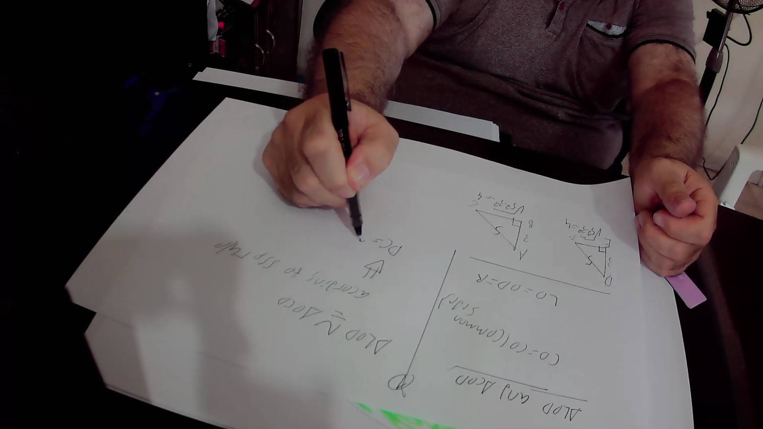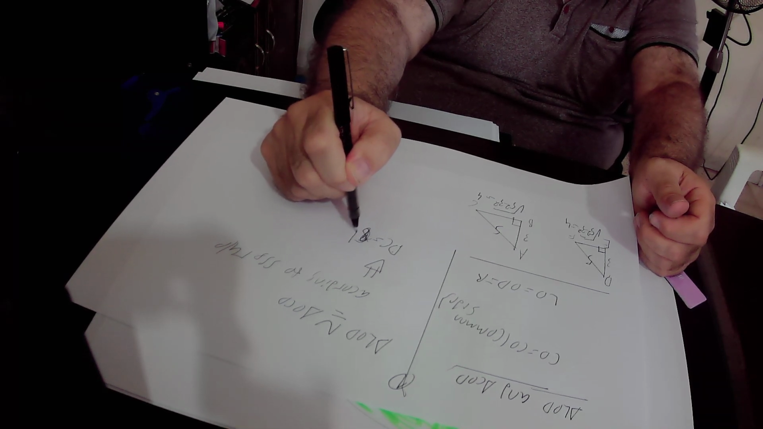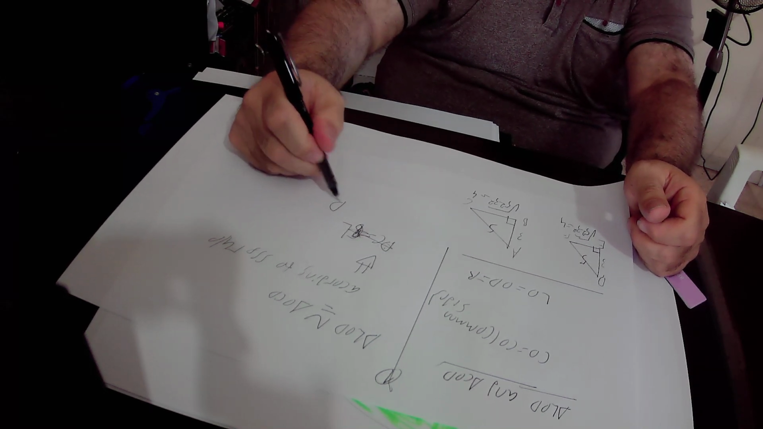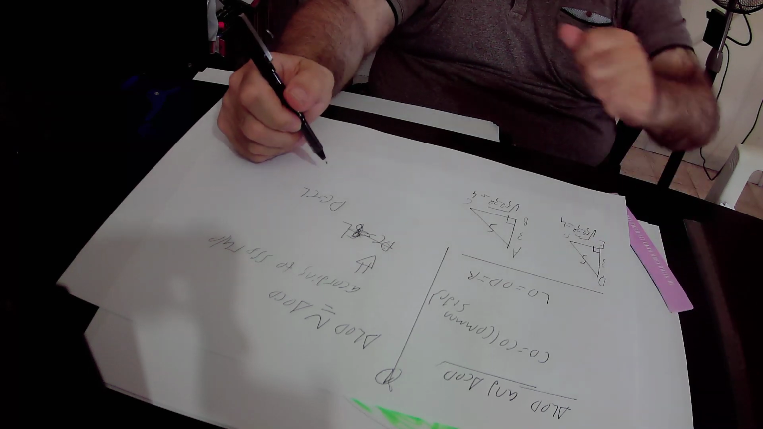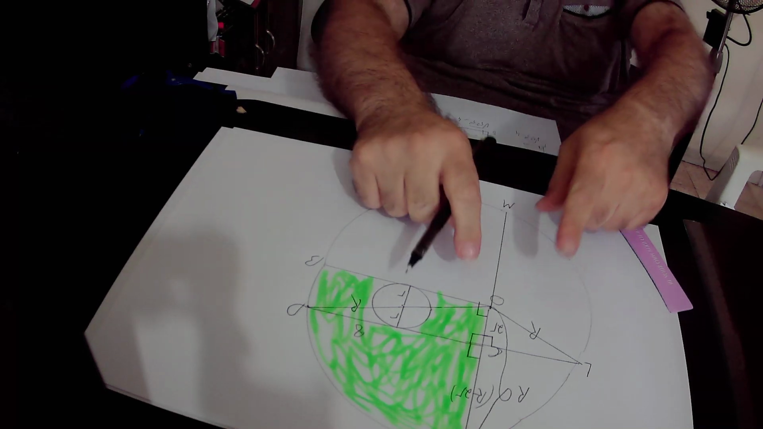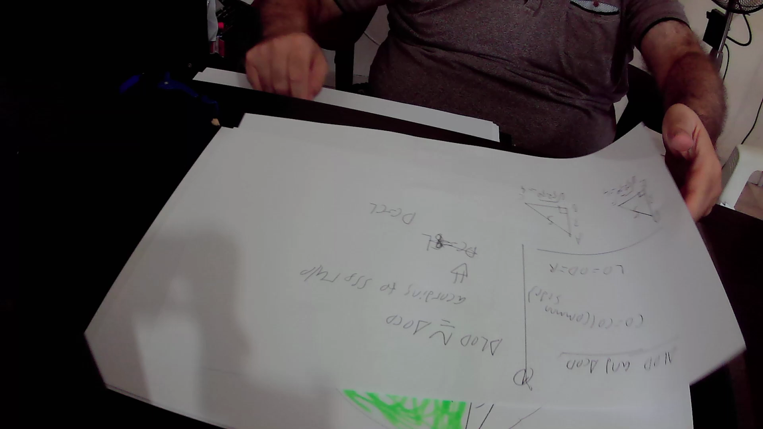DC equals CL, according to the rule that corresponding sides in congruent triangles are equal to each other. Those two triangles are congruent to each other, therefore the two corresponding sides must also be equal to each other.